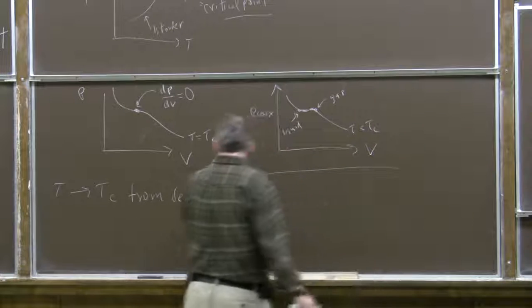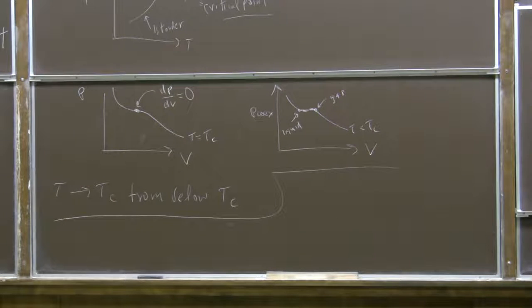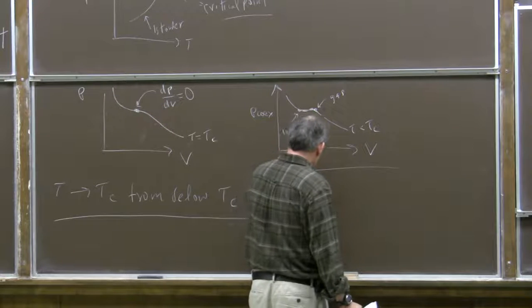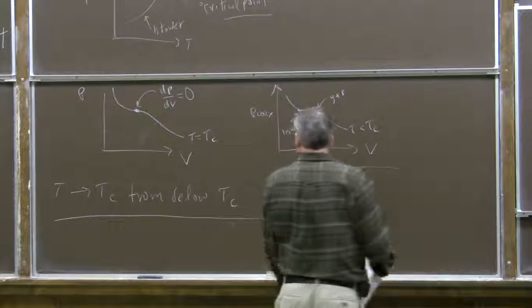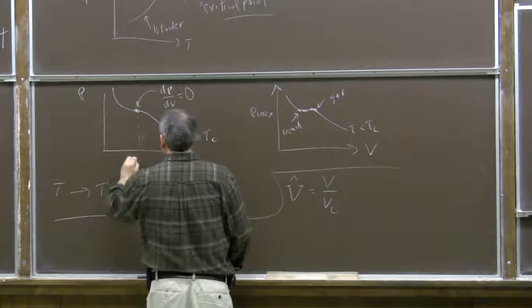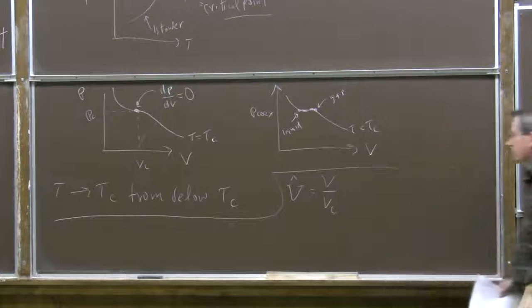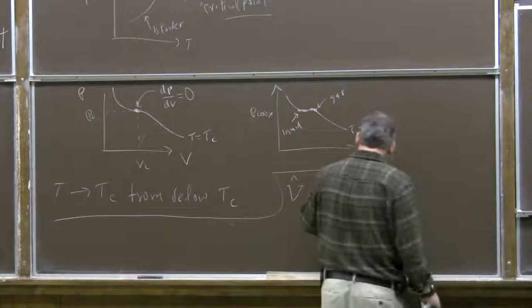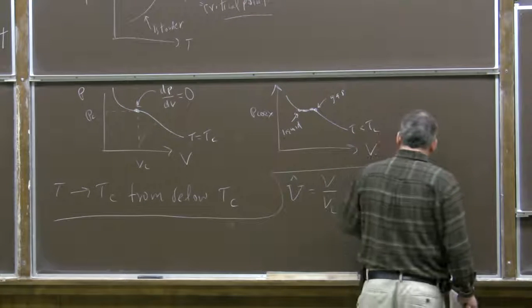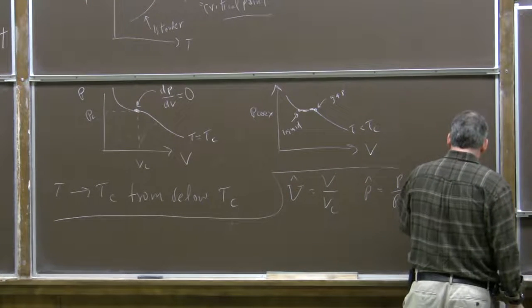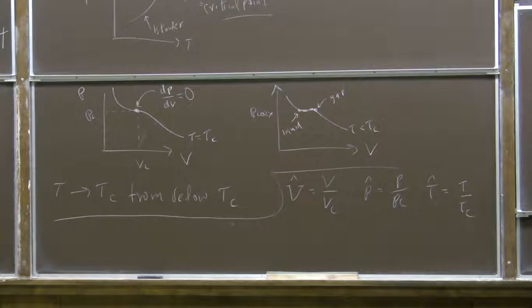So it'll be useful to use dimensionless variables like we did when we wrote down the law of corresponding states. So I will denote by V hat the volume divided by the critical volume. Critical volume meaning right at this point. And this is the critical pressure. This is the isotherm when the temperature is the critical temperature. And P hat is pressure divided by critical pressure. Tau hat is temperature divided by critical temperature. So the dimensionless volume, pressure, and temperature normalized by the critical values.